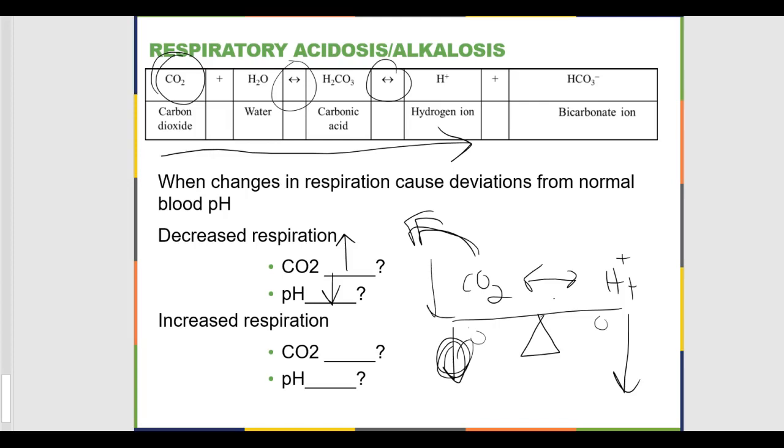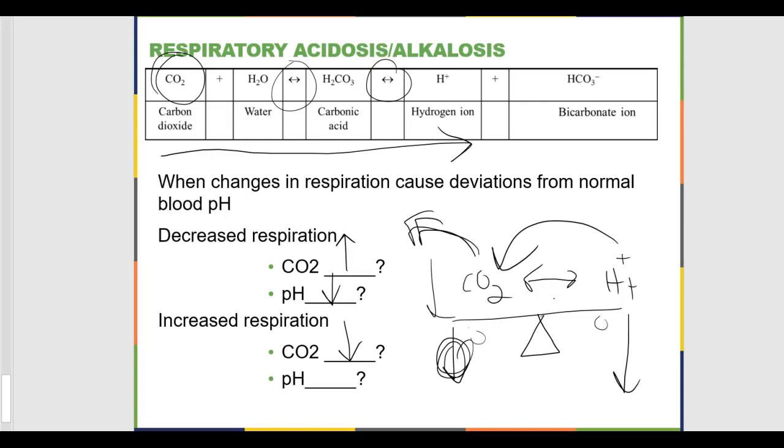Low CO2. So if we want to restore the ratio of hydrogen ions to CO2, we need to move the chemistry in that direction. So that means hydrogen ions and bicarbonate get back together to form carbonic acid, which then falls apart to make more CO2.